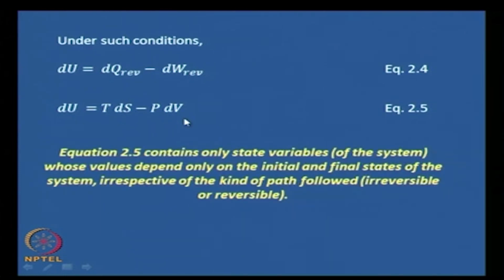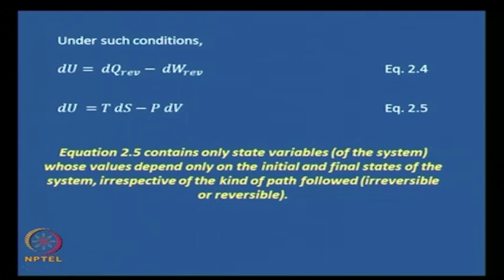Please pay a little bit of attention to this. This is a very important and useful idea. If you look at equation 2.5, which is dU equals TdS minus PdV, it contains all state variables. It contains internal energy, which is a state variable, temperature is of course a state variable, entropy is a state variable, pressure is a state variable, and specific volume is a state variable.